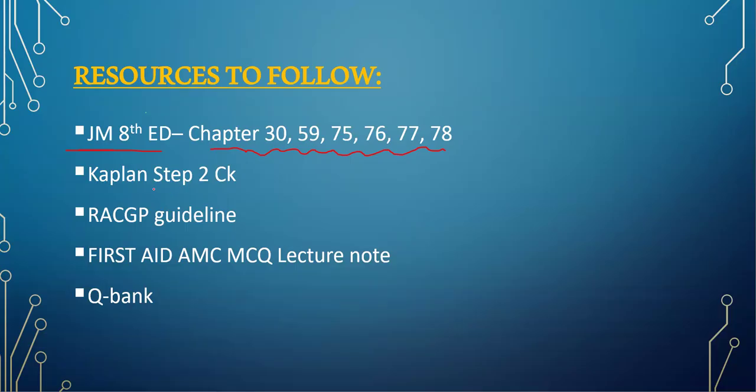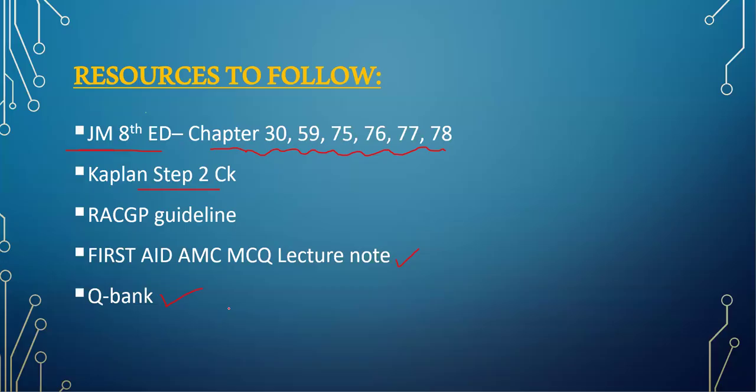We will also do Kaplan Step 2 CK. And sometimes, as I discussed last time, the RACGP guideline is also important. If you need to go through some Australian guideline for anything related to medicine, then the RACGP guideline is one of the most important things that you can look into. And definitely our lecture note has almost everything that you need. And after that, you will get some Q bank related to cardiology as well.